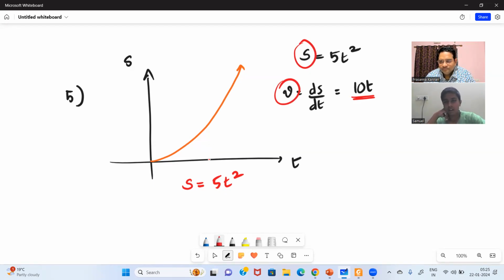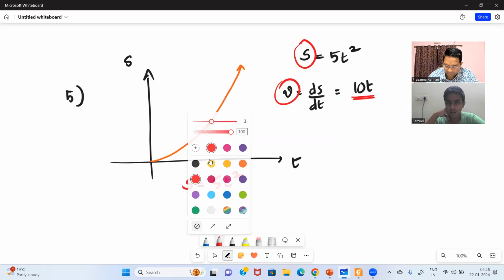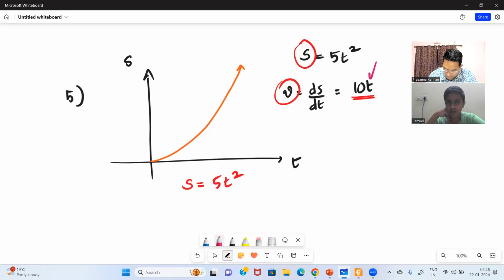Which means velocity isn't constant. Velocity is not a constant, correct? Why is it not a constant? What makes you say that? Depends on time. Yes, very good. So velocity is not a constant because it depends on time. If it depends on time, what kind of motion is that? Non-uniform motion. Yes, it is non-uniform motion.